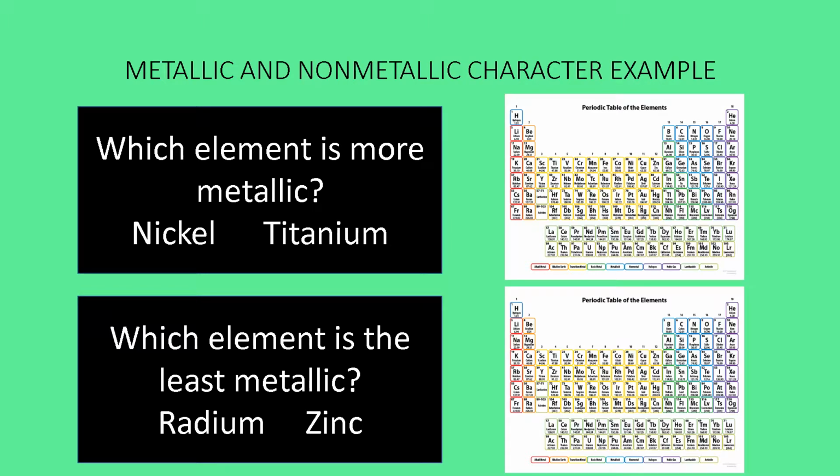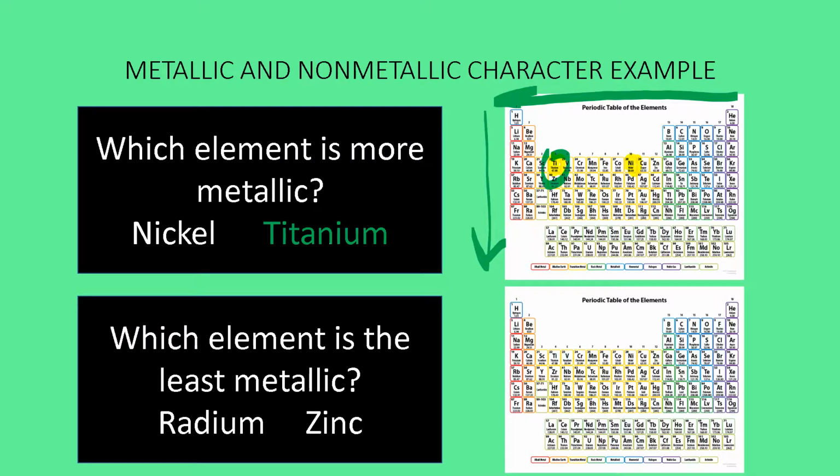So which element is more metallic? Is it nickel or is it titanium? And we know that our increasing order of this trend is from right to left and from bottom to top, and because titanium is to the left of nickel, we know that titanium is more metallic.